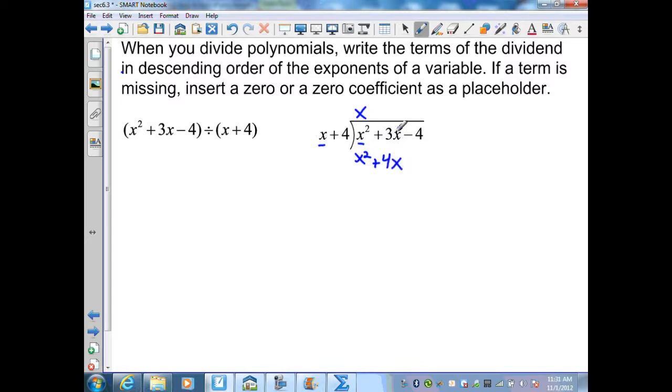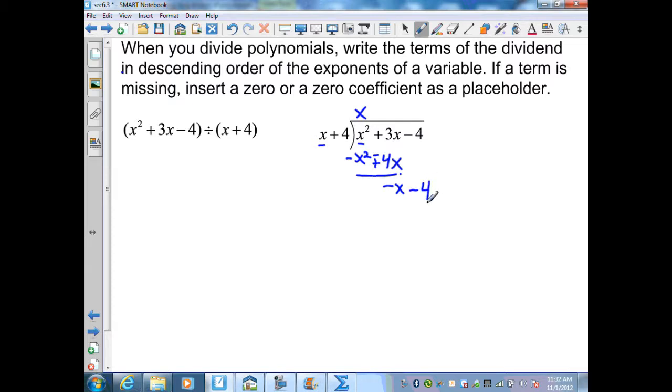Now you can see my terms line up, so they're like terms. As I did on my monomials and numerical, I need to change the signs. Here I just changed the signs of both terms. Positive goes to negative, positive goes to negative. Now, since they're opposite signs, I'll subtract. X squared minus x squared gives me 0. I don't need to place that there. I know it's 0. 3x minus 4x is a negative x. Bring down the minus 4.